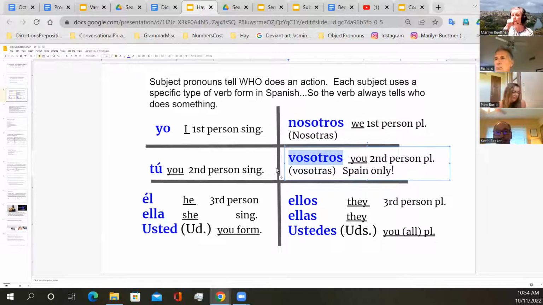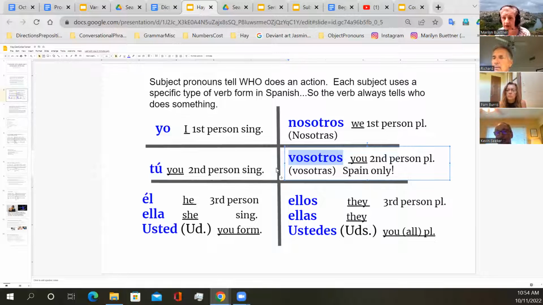This is the plural of tú. It means, hey, you guys, and you're all buds. We're all on a first name basis. Latin America does not use vosotros. As a matter of fact, Latin America hates this word, vosotros. They don't use it. They don't use the verbs for it.